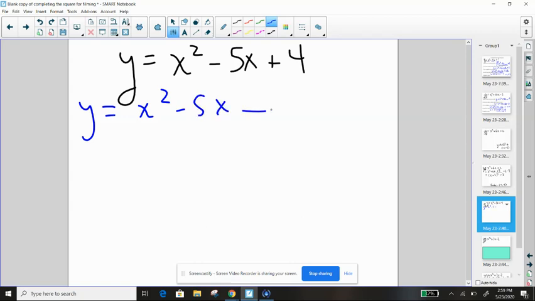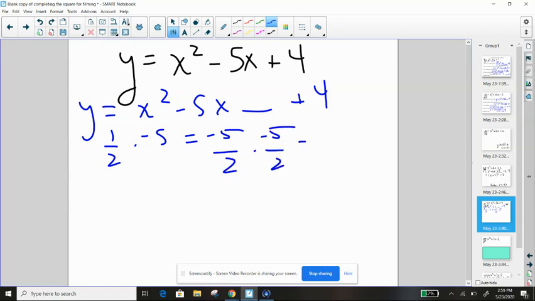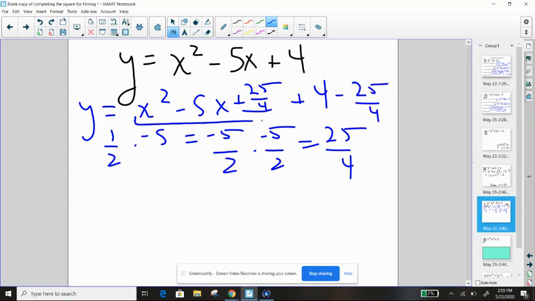So I have my blank, and I've moved c over. So I'm going to do this out. I'm going to find half of my middle term, which is negative 5 halves, and then I'm going to square it, and I'm going to get 25 fourths, and that's going to fill in my blank. And then I'm going to undo that. I'm going to take away 25 fourths. I'm then going to factor my trinomial, x minus half my middle term.